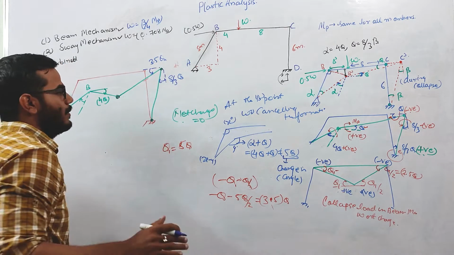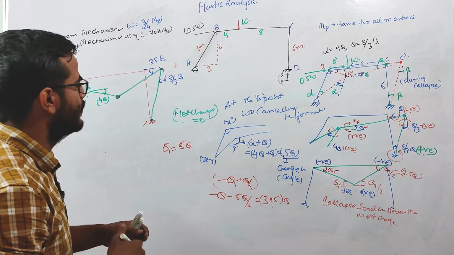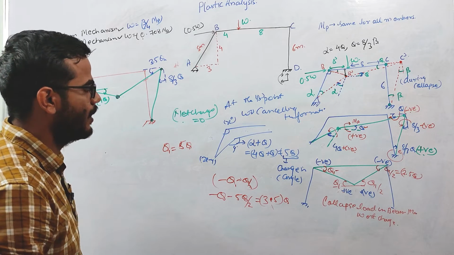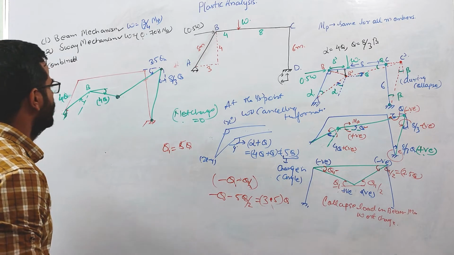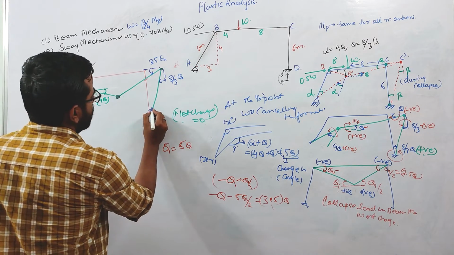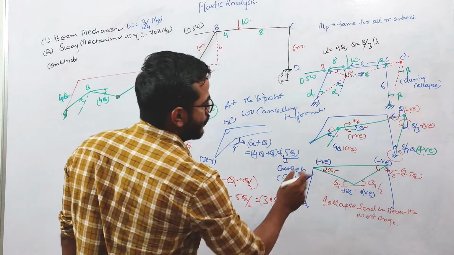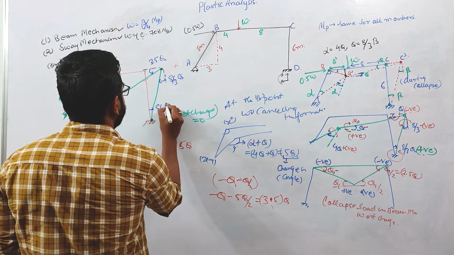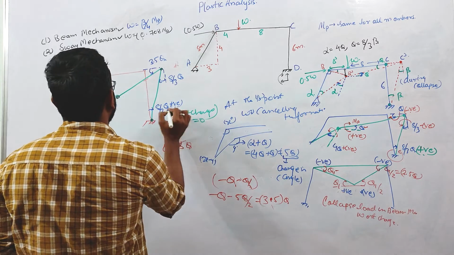I hope the concept is clear. Are you able to understand the concept? Because it is a little bit tough, right? Here also, again, the direction of the rotation will be 8 by 3 theta, and this is basically positive.